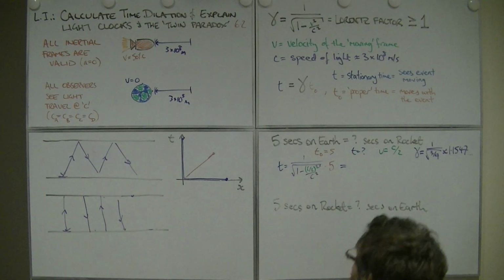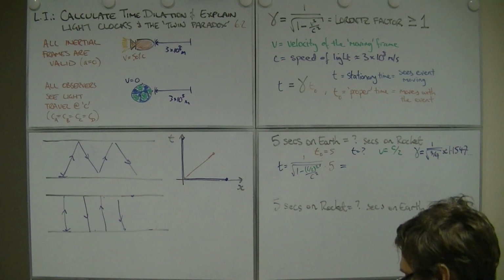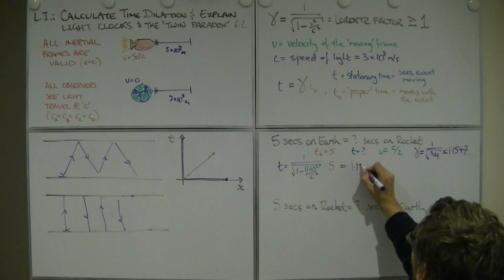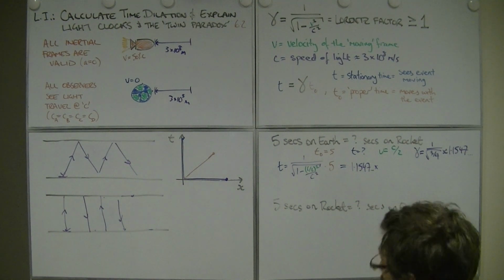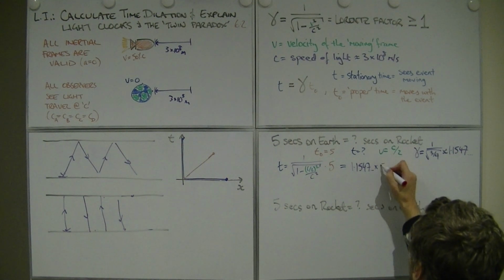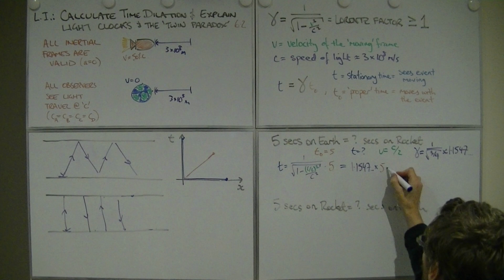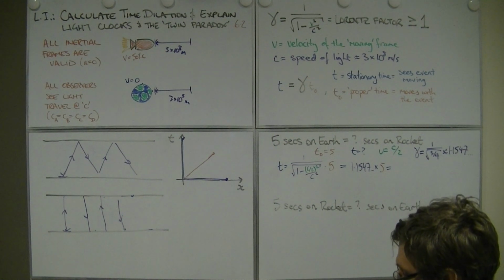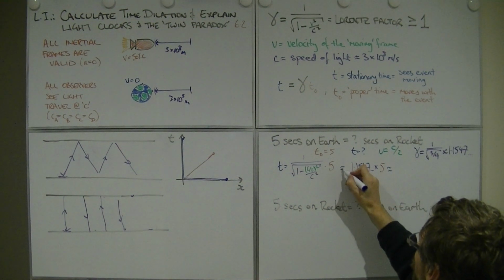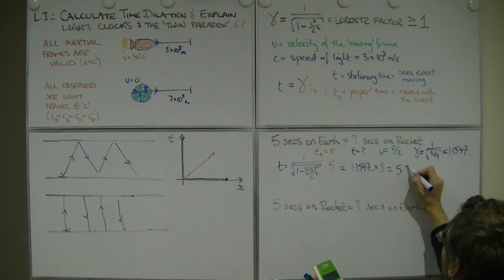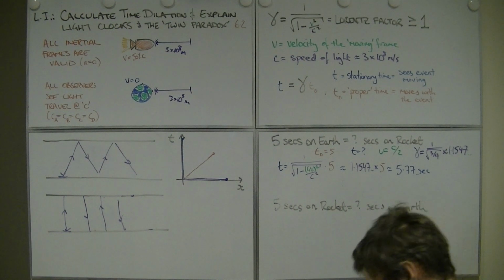Okay. So we've got 1.1547-ish multiplied by 5, which gives me roughly 5.77 seconds. Super rough. Cool. Okay.